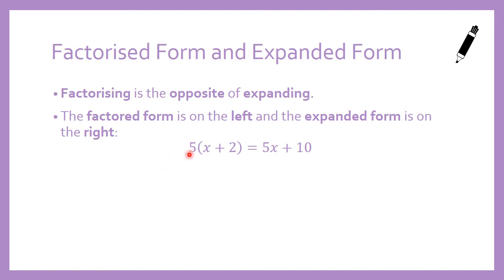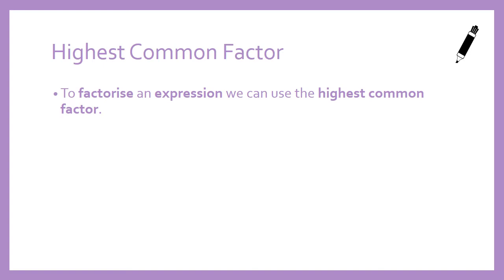So it means this is a product. This is two things multiplied together. We've got a bit of stuff going on over here. So this is our factored form and this is our expanded form. To factorize an expression, we need to use the highest common factor. Hopefully you guys remember, the highest common factor is the number that can go into both of those terms.